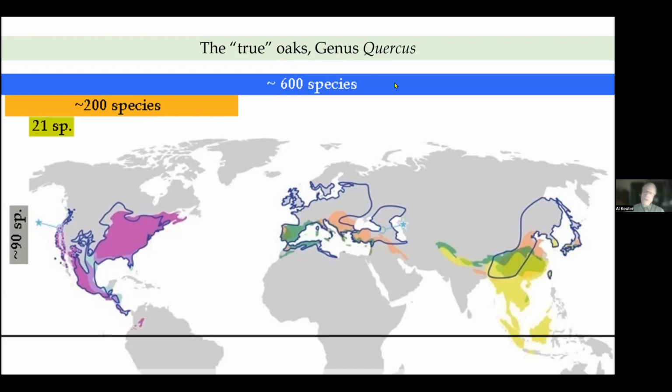So of the approximately 600 species of true oaks, that's genus Quercus, found in the world, 200 are found in North America, or we could say North and South America, the Western Hemisphere above the equator. 90 species are found in the United States, and we could say also about 90 species in the United States and Canada. And finally, in California, 21 species. So out of the 600 species, 21 are found in California.